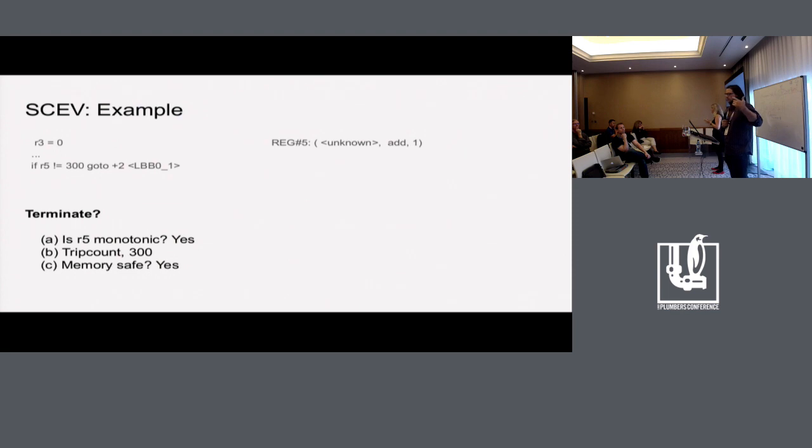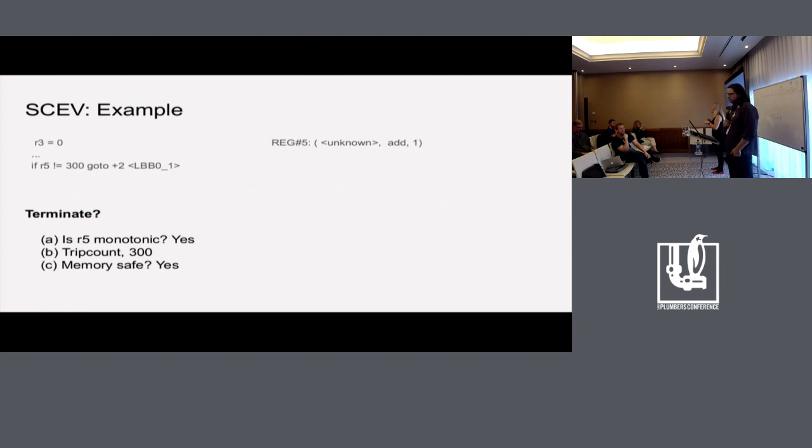We can say, is R5 monotonic, meaning it doesn't increase and then decrease and then go back up and so on? And we can say yes, this is always increasing because it's an add by one. If there were multiple instructions in there, you could walk through that entire expression and say, it's an add by one, it's an add by two, it's a multiply by three. Well, that's always going to be increasing. So we can say it's monotonic.